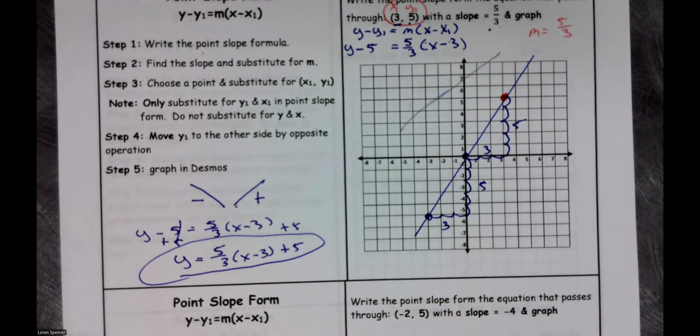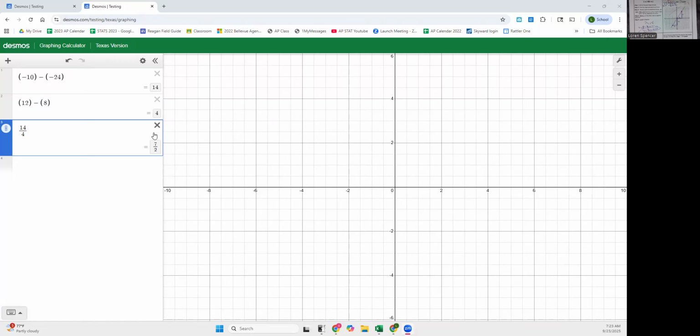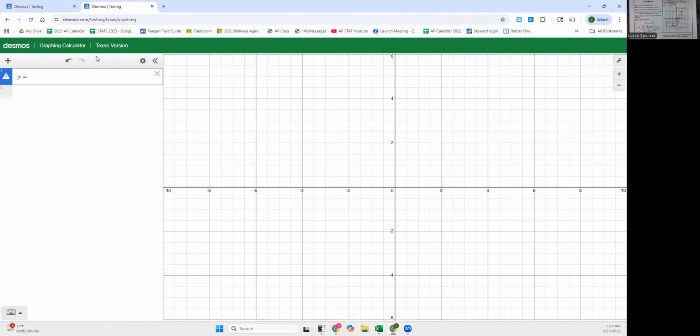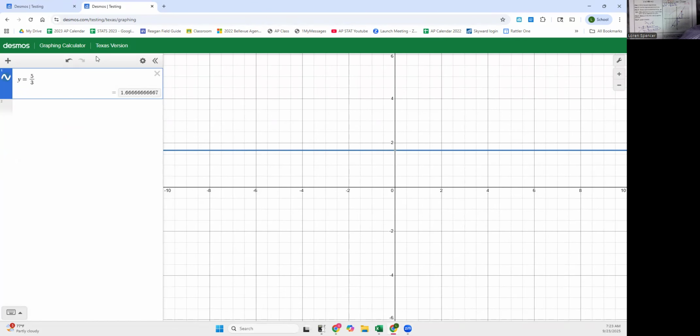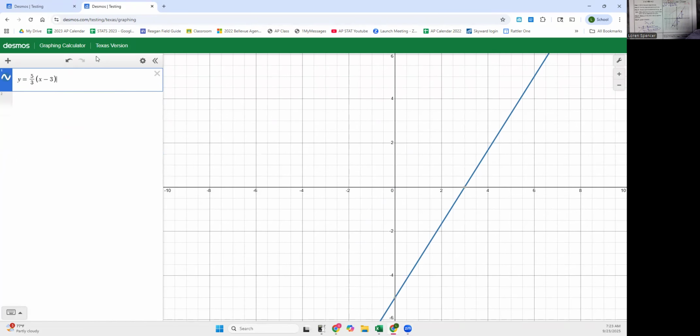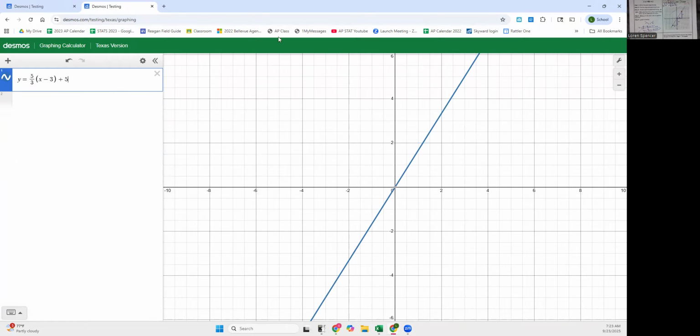I'm going to share that screen. Try to. There we go. Get rid of all the stuff that we already have, all of our other work. I'm going to type in y equals 5/3 parentheses, x minus 3, close those parentheses, and then we're going to put a plus 5. And sure enough, we get exactly the same graph as we had before. So basically, once you have it, if you move the point over, you can graph it in Desmos. It won't graph it unless you move that 5.